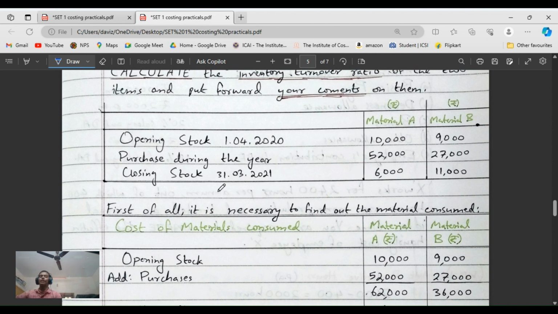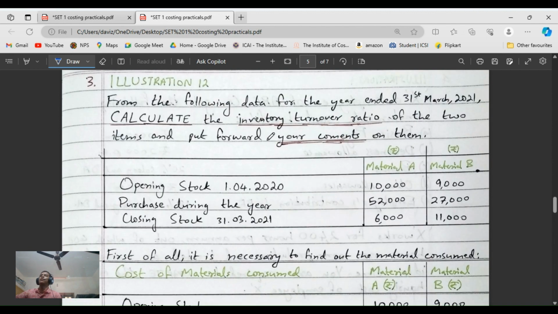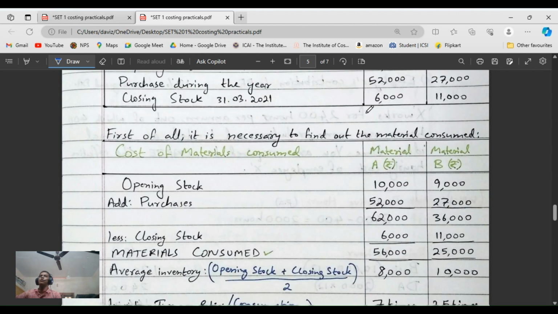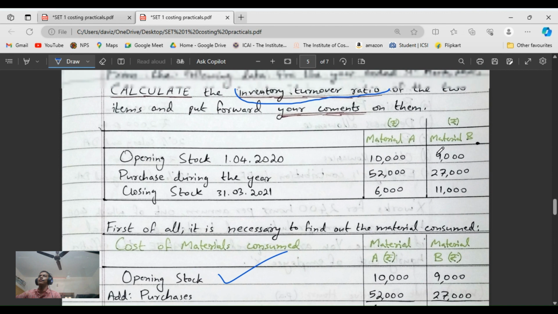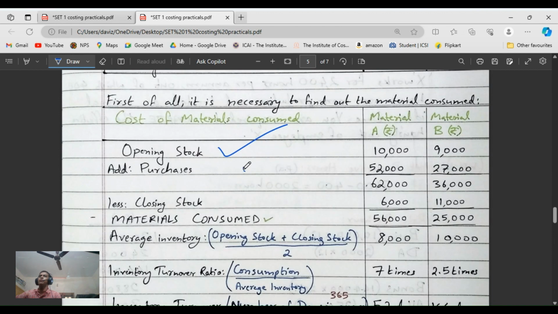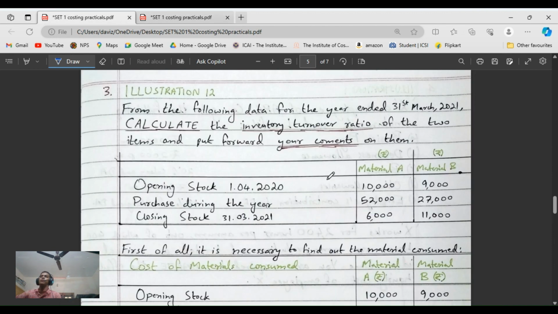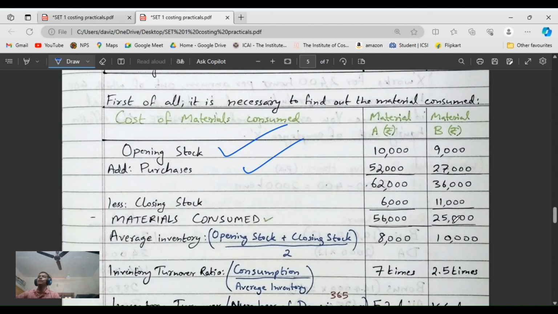First of all, it is necessary to find out the material consumed. We have to find the inventory turnover ratio, but what is the material consumed? It is opening stock 10,000 and 9,000 plus purchases 52,000 and 27,000. We add it. So we got this, less closing stock 6,000 and 11,000. We less the closing stock. So we got the material consumed 56,000 and 25,000.